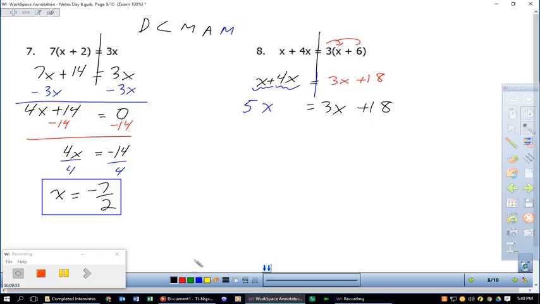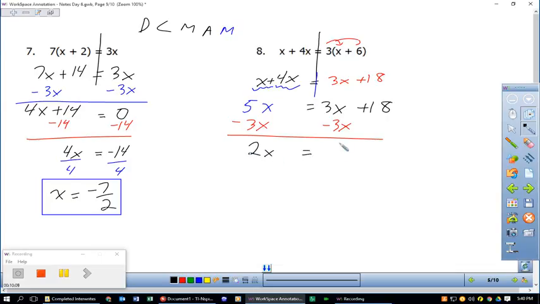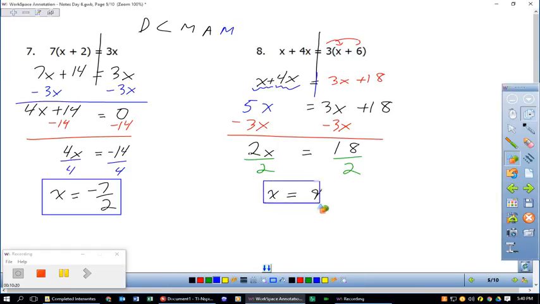Okay, let's see, move variables, subtract. Actually, not yet. I want to subtract 3x. I was going to go move the number. Subtract 3x. So that'll get me 2x equals 18. And then dividing by 2, x equals 9. And there's our solution.